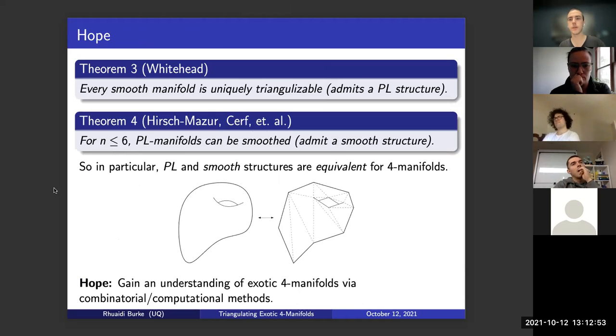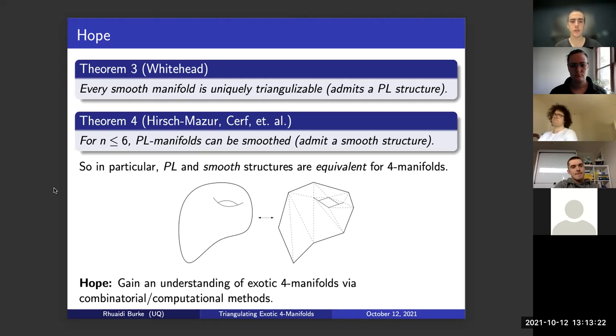So is there any hope, right? There is some degree of hope, at least if you like working with computers, maybe, in the sense that we know that every smooth manifold is uniquely triangulizable, so it admits a PL structure. And by various results leading up into the 60s, we know that for dimensions less than or equal to 6, PL manifolds can be uniquely smoothed, so they admit a smooth structure.